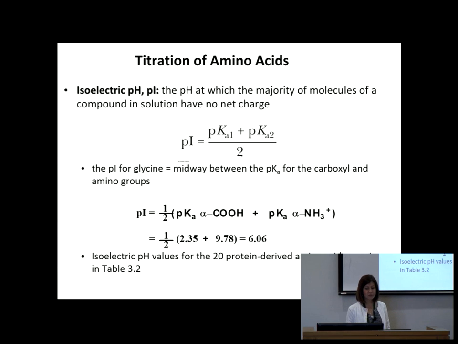Let me just tell you a little story. Large proteins don't like to be at pHs at their isoelectric point. They want to be charged. They want to have a net charge. And what happens to large proteins at their isoelectric point is that they precipitate. They fall out of solution. That's bad.